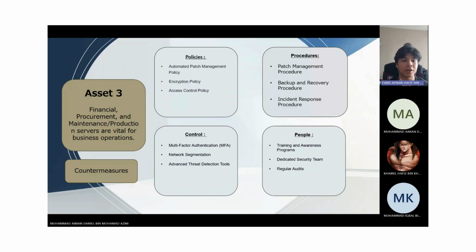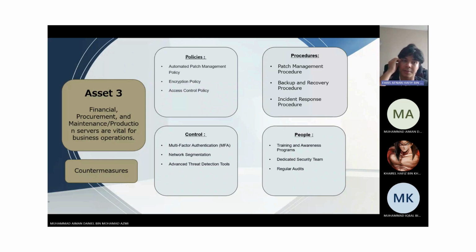Finally, we need to focus on our personnel, which is your employees. First one is training and awareness programs. Regularly educate employees on security best practices and threat recognition. Next is dedicated security team. Ensure you have a team monitoring and responding to security incidents. And lastly, regular audits. Conduct frequent security audits to ensure compliance with policies and identify potential gaps.